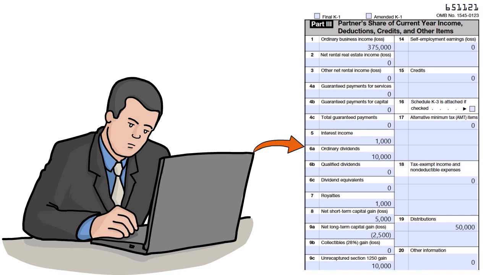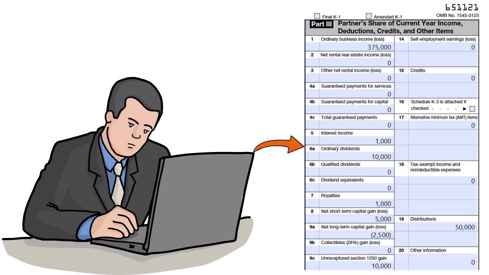And line 9A, do you see this? Net long-term capital gain or loss, we had a loss of 2,500. So the amounts reported here are not considered passive income. Again, the amounts entered on this line will automatically flow to Schedule D, Form 1040, line 12. Very important. And moving on here, we have collectibles, 28% gain or loss.